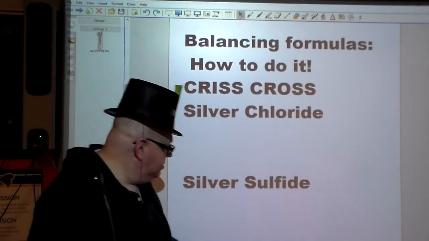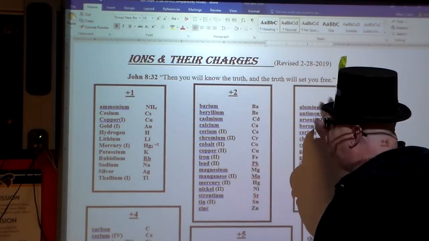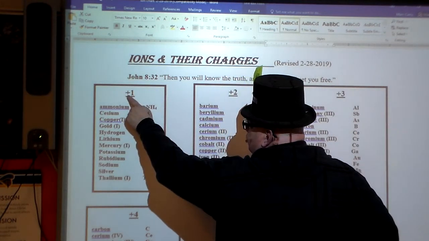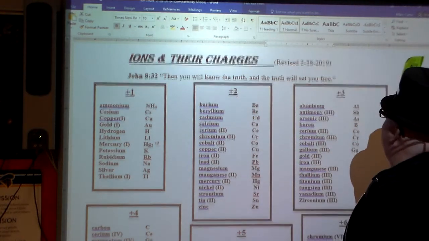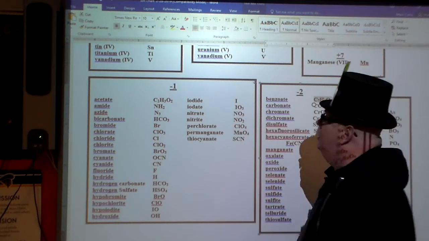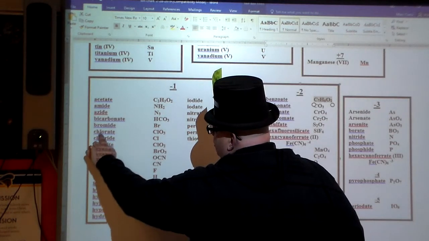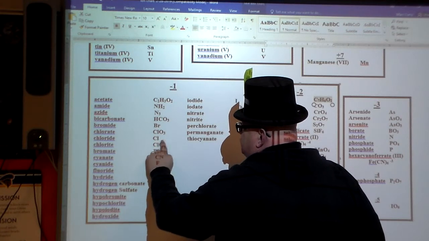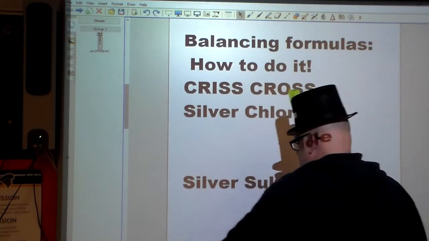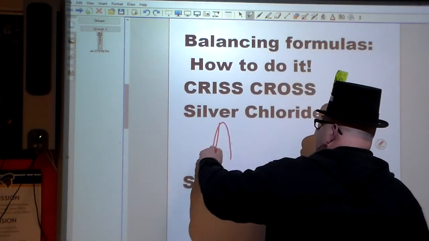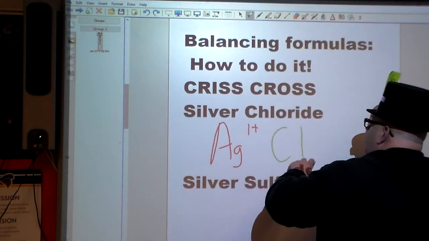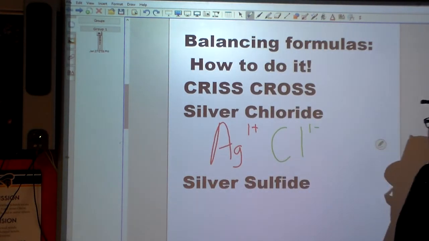And silver chloride. So when I look at my charge for silver, here it is. Here's silver. There's my Ag plus 1 charge. Okay, I got that. Now I've got to go for chloride. Now I know it's got to be a negative charge. So I'm going to look here. Chloride. Here's my Cl. And I also have a -1. Okay. So let's go with it. I have silver here with a +1. I have a chlorine with a -1, also known as a chloride.